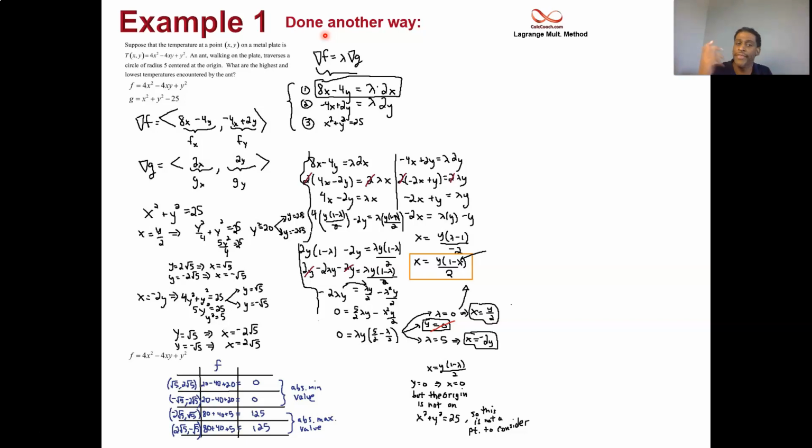Take your gradient of f. Take your gradient of g. Set them equal component-wise, and you have your equations. It's a little bit more messy, but you'll get there. Algebraically, you got to be really sound to make it through using this method. Okay, but it works. It gets you to the same point in the end.